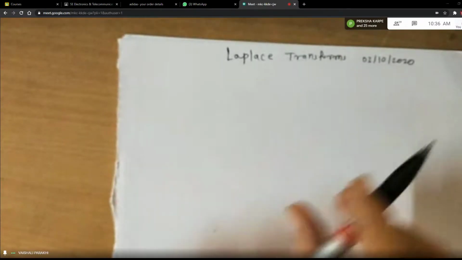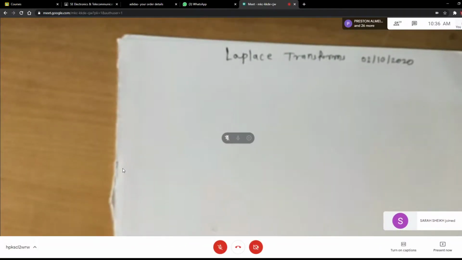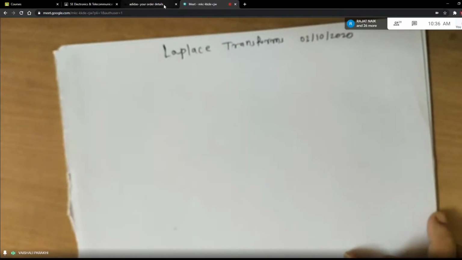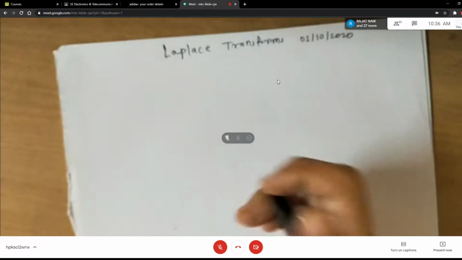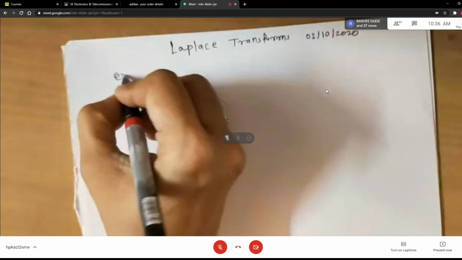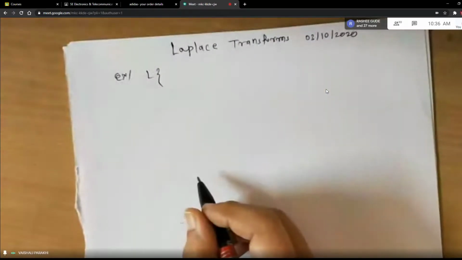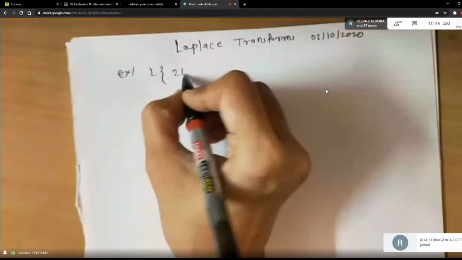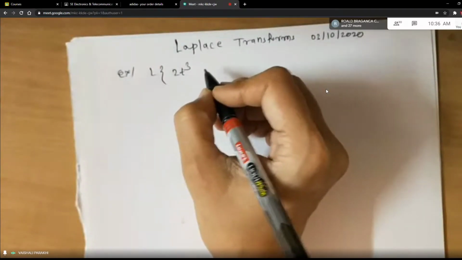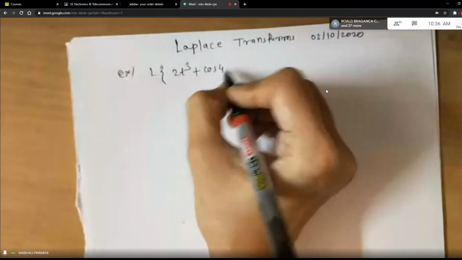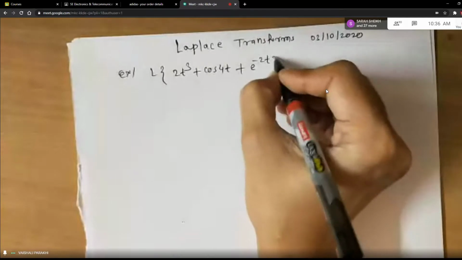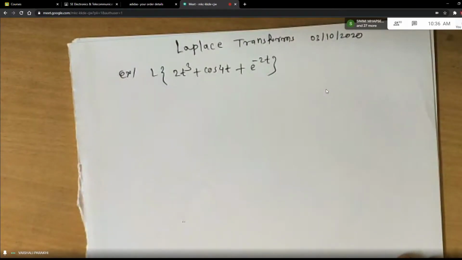Okay. So yesterday I told you how to find Laplace transform of the standard functions and how to solve the problems based on Laplace transform using the formula. So let us do one more example in general. If it is asked to find, is it readable? Laplace transform of 2t cube plus cos of 4t plus e raised to minus 2t. Okay, this is a simple function I have given you.